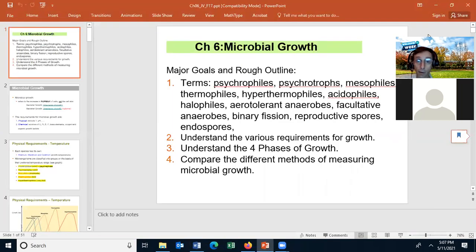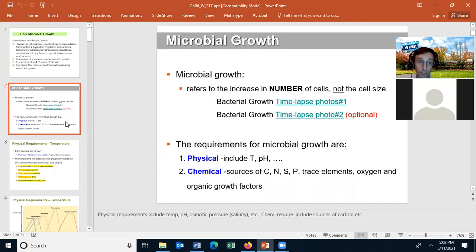So, like always, I start a chapter giving you the major goals and the rough outline. Know the terms for this chapter. Understand the various growth requirements, so what requirements there are for microbes to grow. Understand the 4 phases of growth and be able to compare the different methods for measuring microbial growth. Any questions about any of that?